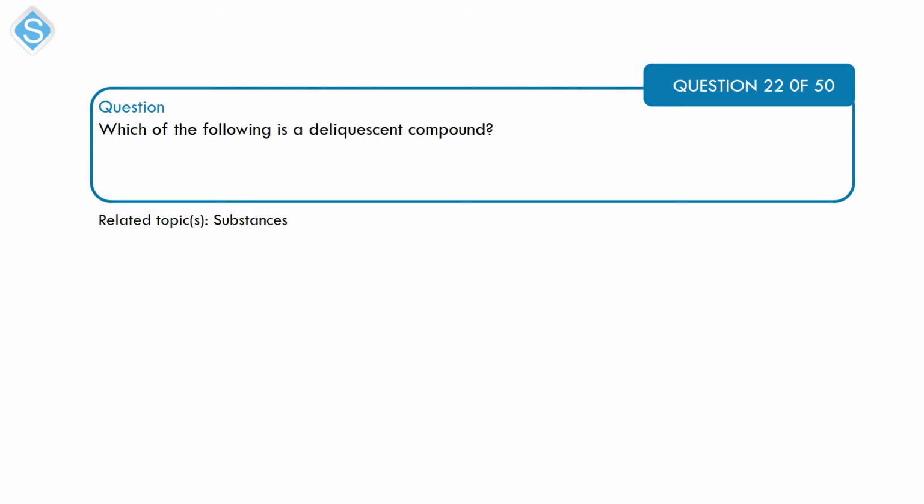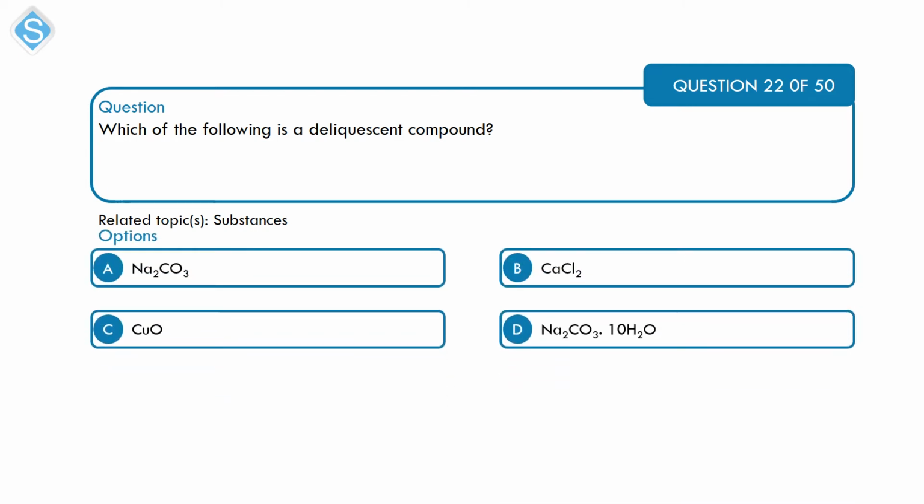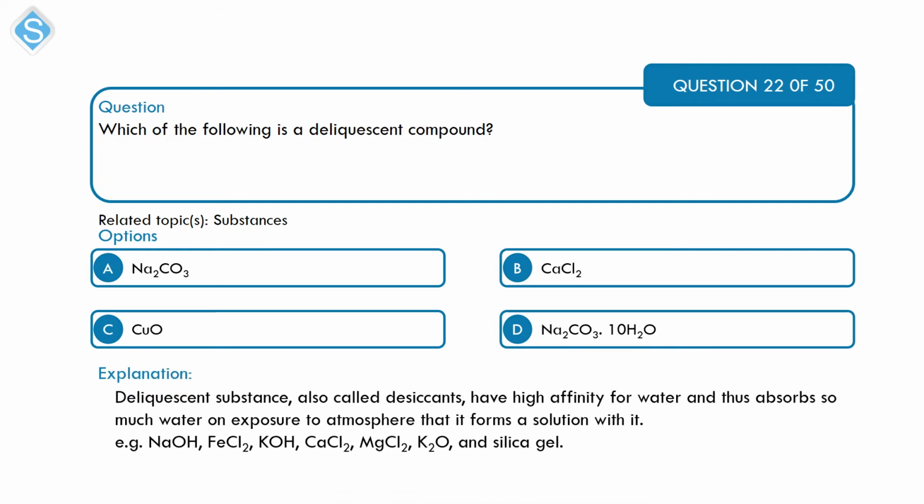Which of the following is a deliquescent substance or compound? This is a question on substances. A. sodium thiosulfate, B. calcium chloride, C. copper oxide, and D. sodium carbonate decahydrate. Alright, so the deliquescent substances are also called desiccants. They are substances that have high affinity for water. They absorb water from the atmosphere and they form a solution with that water. Examples include your sodium hydroxide, your iron chloride, your calcium chloride, which is option B from here, and that of course is the correct answer. You also have your potassium oxide, you have the silica gel, etc.